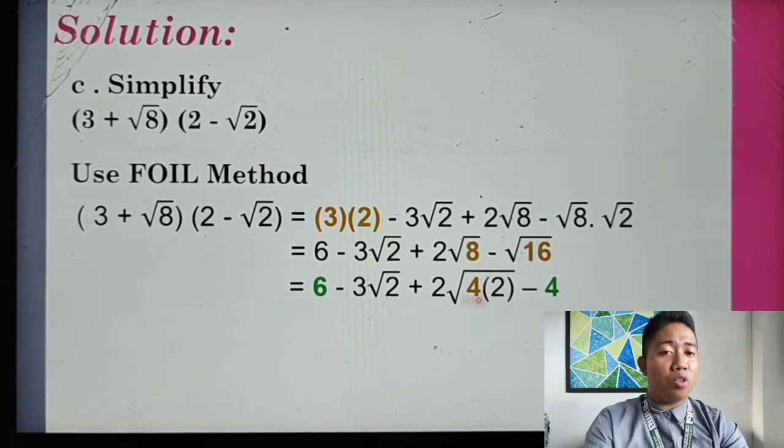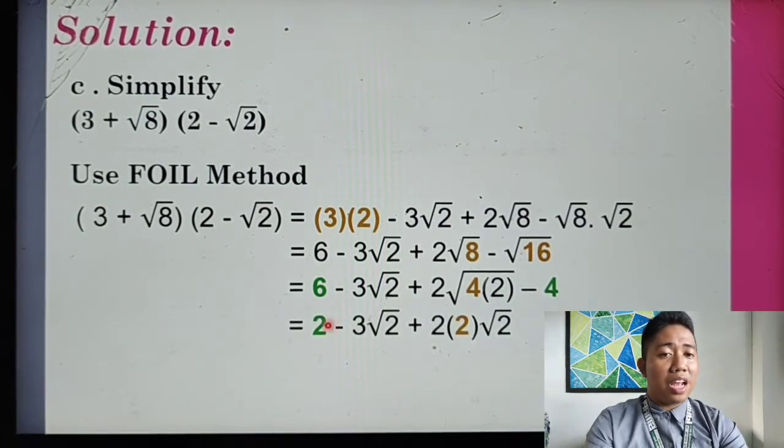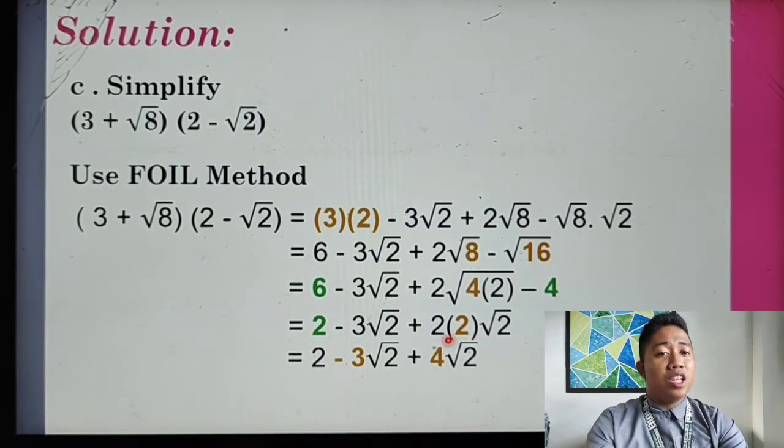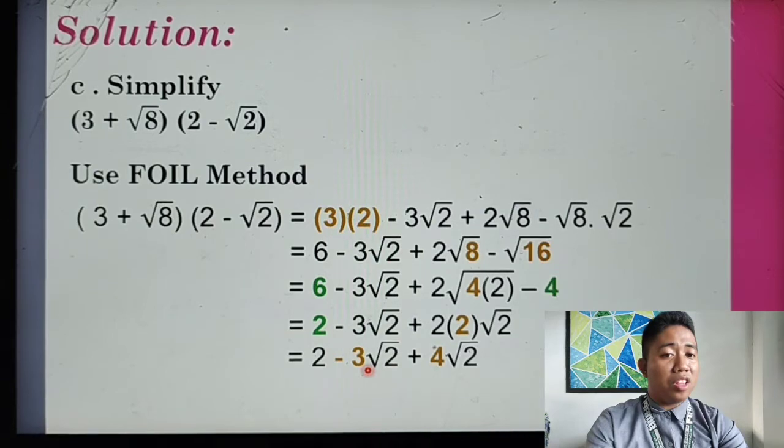And after that, you will be going to combine the similar constants, which are the 6 and negative 4. So 6 minus 4, so we get 2. And then copy the remaining term, negative 3 square root of 2, and then you will simplify the square root of 4, so it becomes 2 times 2 times the square root of 2. And then you will simplify the last term: 2 times 2, which is equal to 4. And then combine similar radicands, since negative 3 square root of 2 and 4 square root of 2 are similar radicands, so they will be combined together.